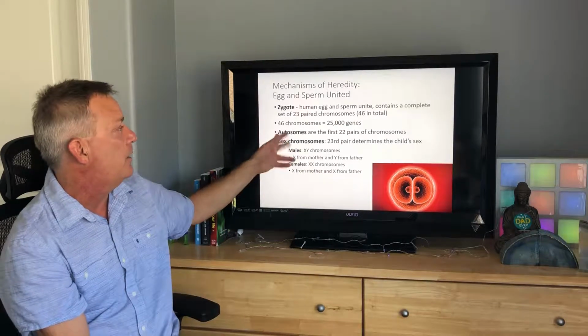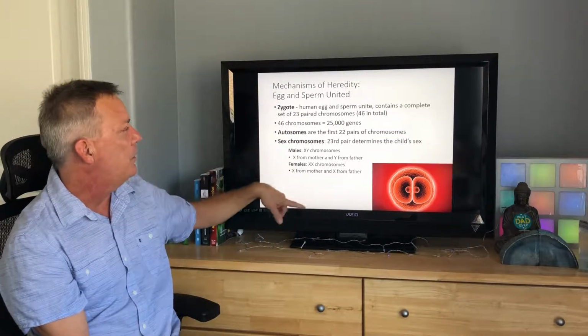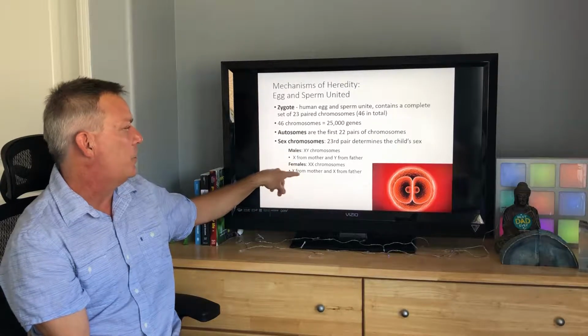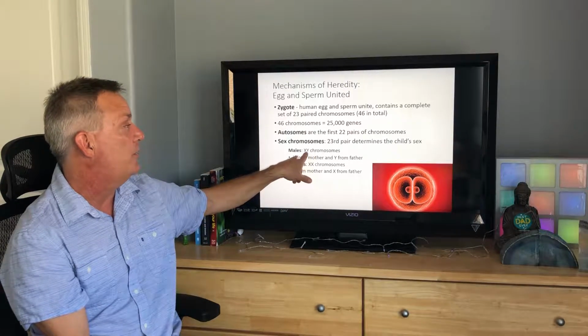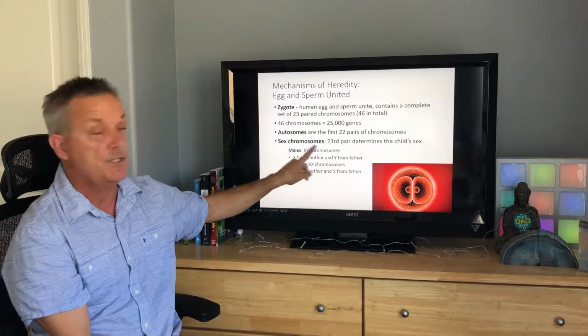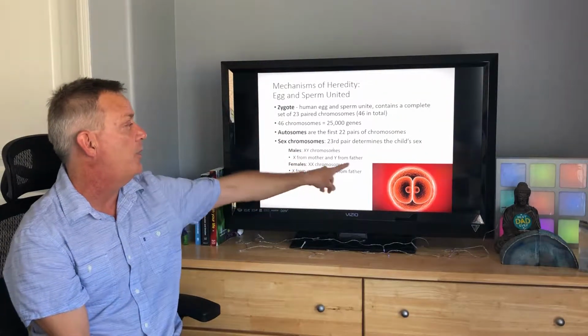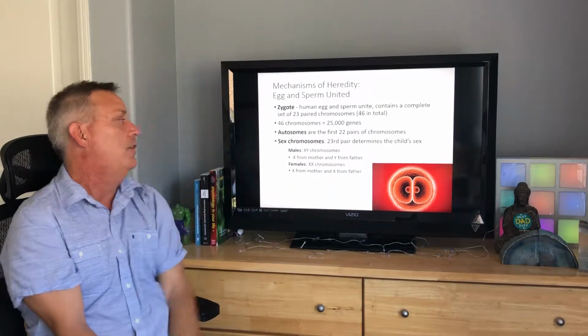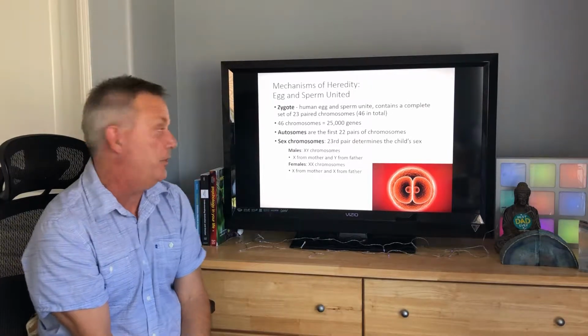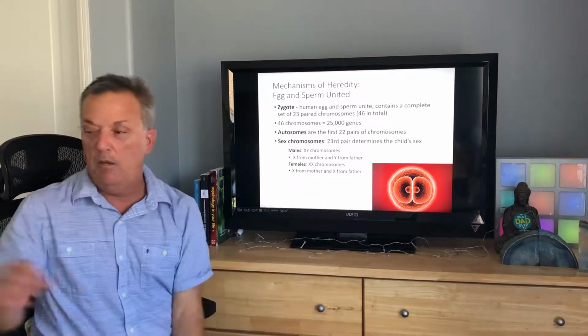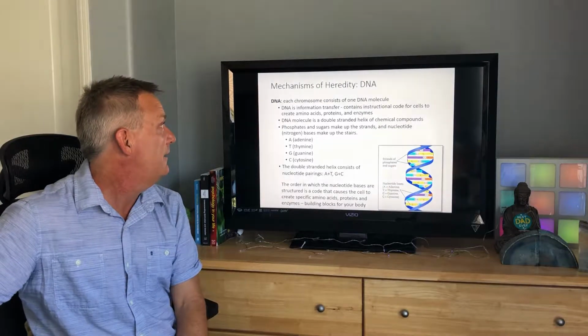And as I said, the autosomes and sex chromosomes: if you're a male, your sex chromosomes are X and Y. You got an X from your mom and a Y from your father, and if it's a girl, it's 2 X chromosomes, 1 X from mom and 1 X from dad.